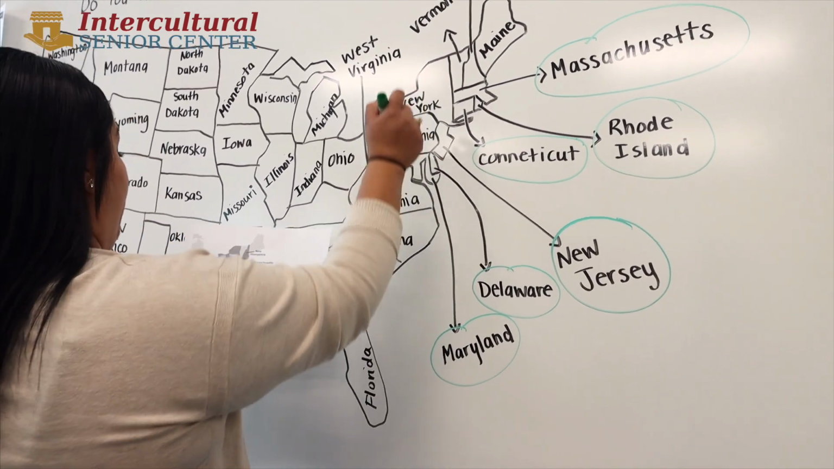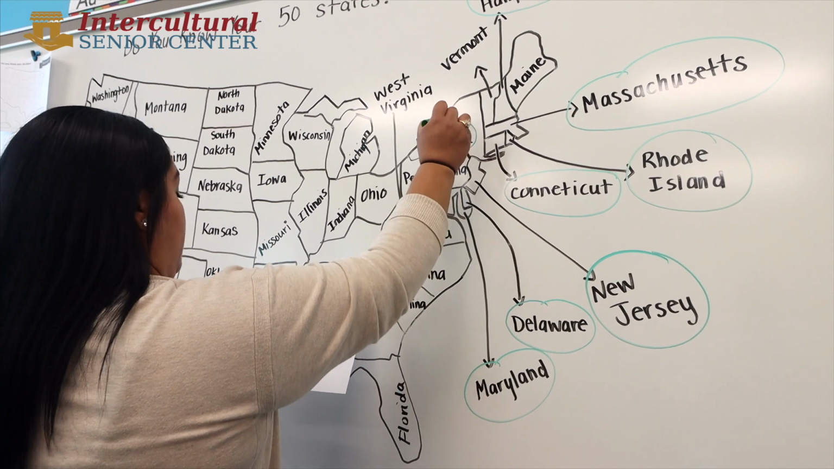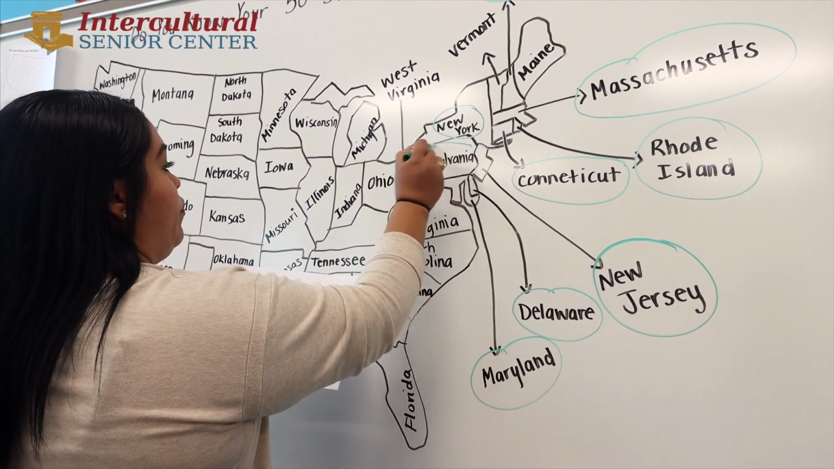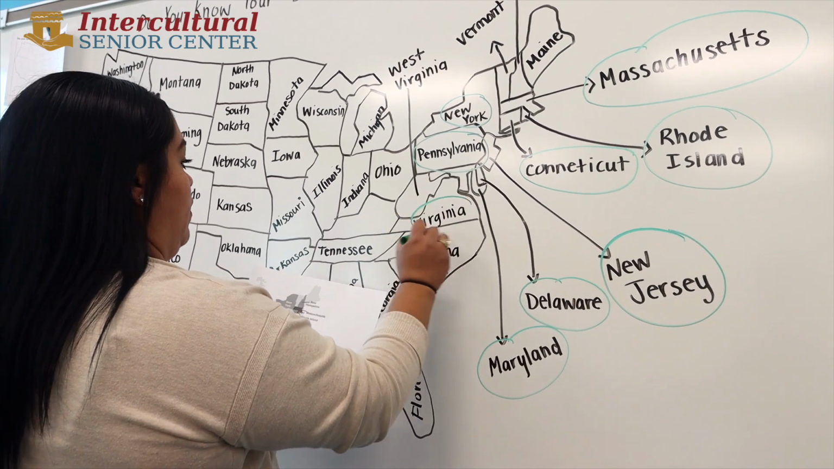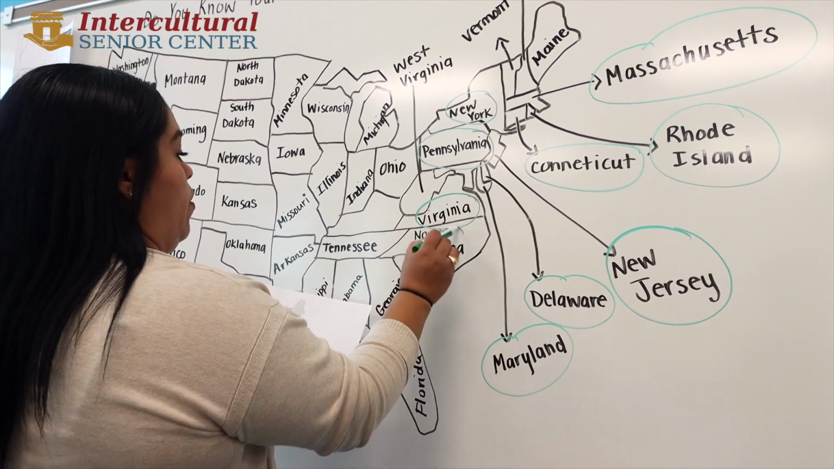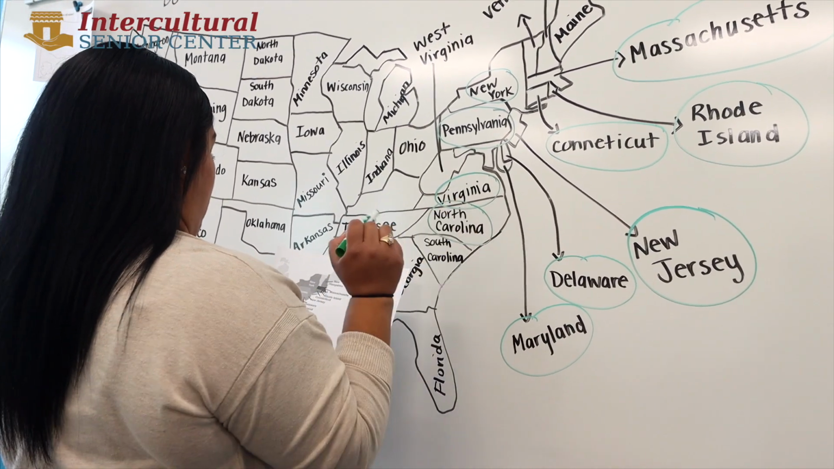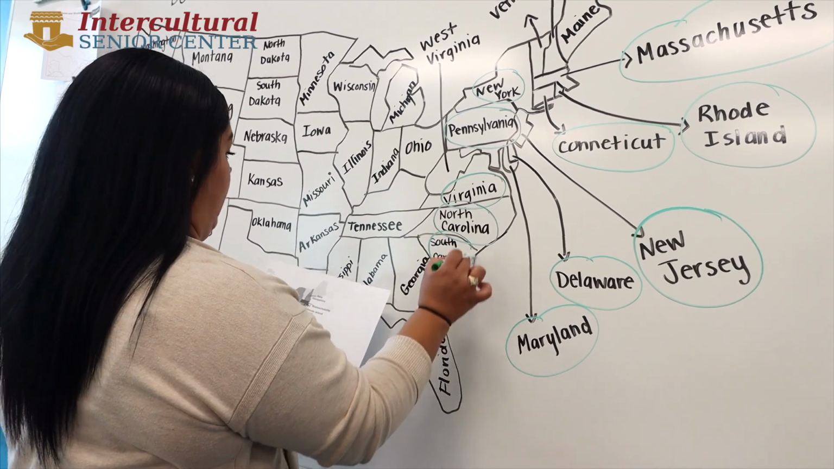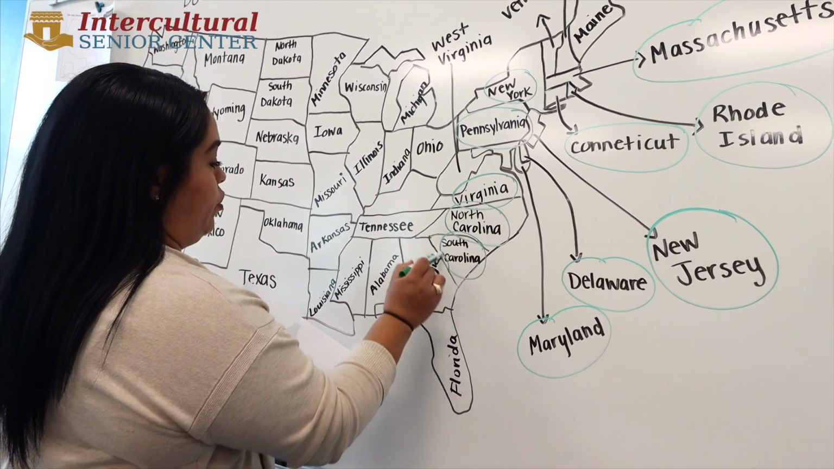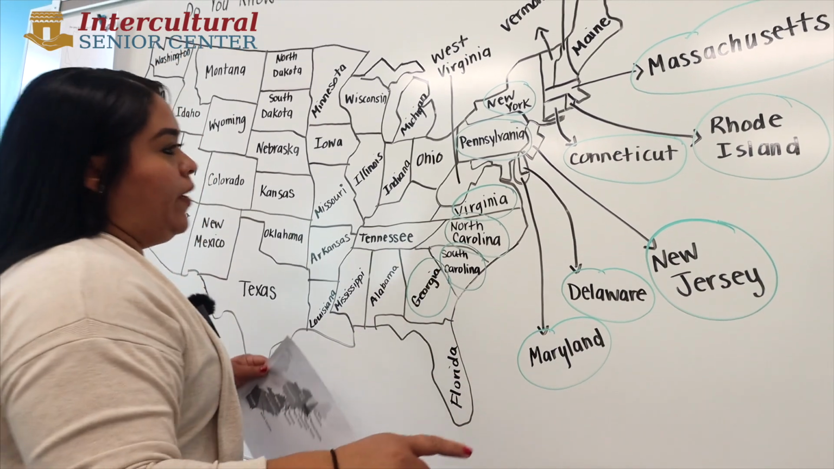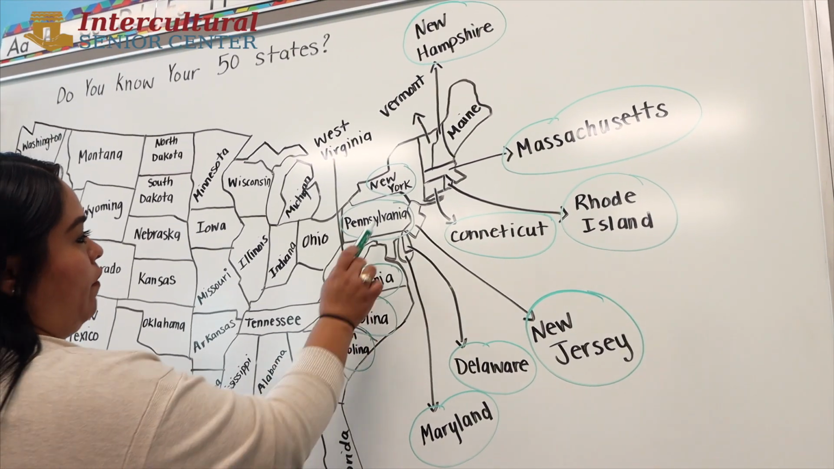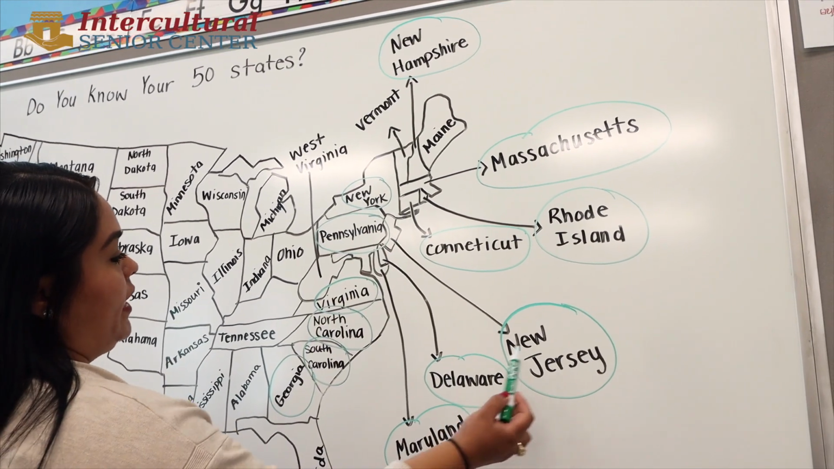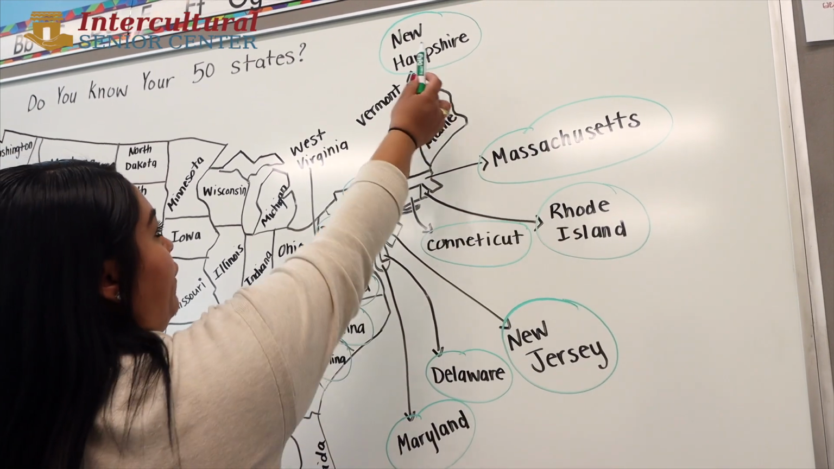then we'll come right back up here to New York, Pennsylvania, Virginia, North Carolina, South Carolina, and Georgia. Now let's go ahead and count to make sure we haven't missed any. So we have 1, 2, 3, 4, 5, 6, 7, 8, 9, 10, 11, 12, 13.